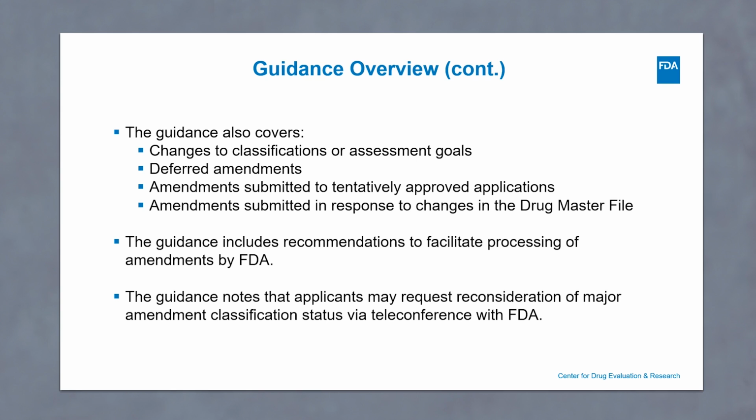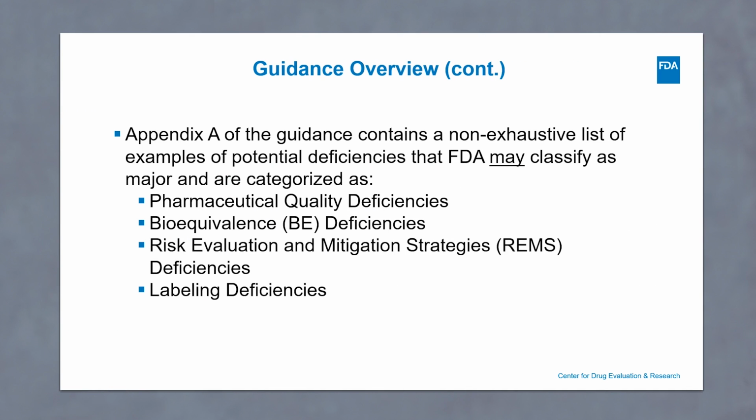The guidance includes recommendations to facilitate processing of amendments by FDA. Finally, the guidance notes how applicants may request reconsideration of major amendment classification status via teleconference with FDA. An important section of the amendments guidance is Appendix A. This appendix contains a non-exhaustive list of examples of potential deficiencies that FDA may classify as major.